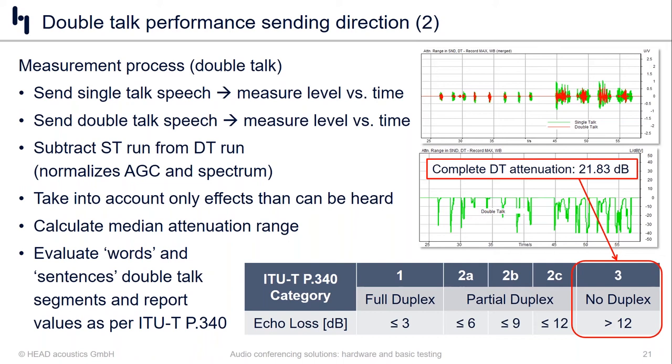We then evaluate that separately for the light and heavy, or the word and sentence double talk, however you want to classify it. And we slot that double talk attenuation into an ITU-T P.340 category table, like the one below, where if we see less than 3 dB of attenuation of that near-end speech during double talk, that's what we would call a full duplex device, a type 1 device. As we increase the amount of attenuation of that near-end speech, we progress through the partial duplex, the type 2s, all the way down to no duplex, type 3. That's if we see median attenuation of more than 12 dB.